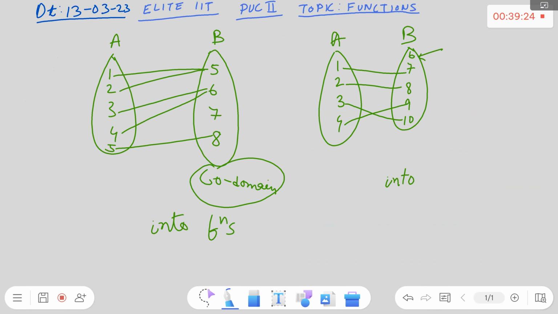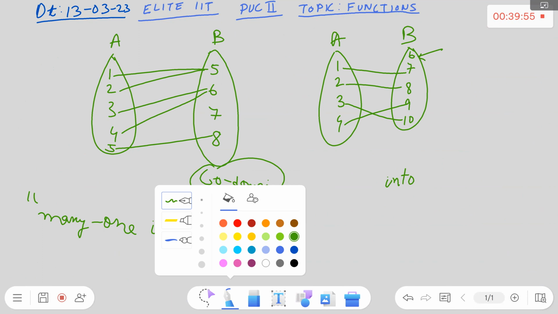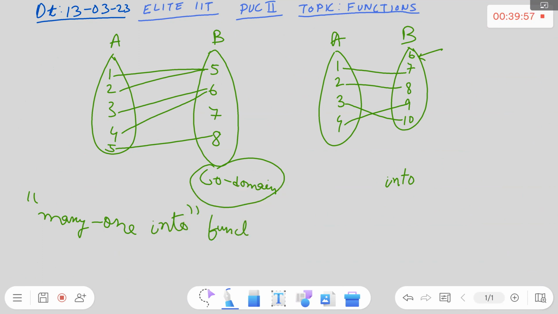Why are there 2 different types? Because of the 2 types we discussed a little while ago. One was many to one, the other was one to one. So, in types of functions, the complete name will look like this. First you will write whether it is many to one or one to one. Here it is many to one, so I will write many one. So the complete name will be many one into function. Understood? This is the complete name.